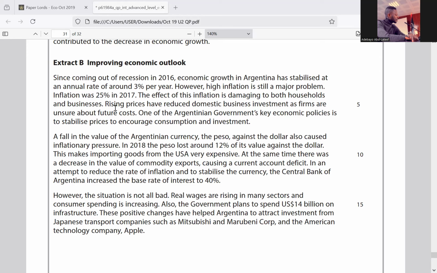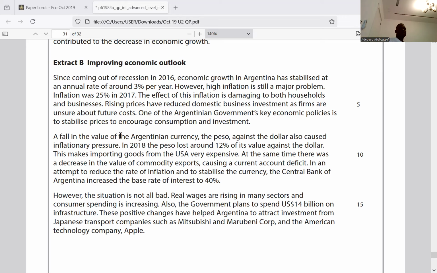Now, in an attempt to reduce the rate of inflation and to stabilize the currency, the central bank of Argentina increased the base rate of interest. We said it earlier. To increase the value of a country's currency, you have to increase the exchange rate. Yes or no? Yes. And if you are increasing the exchange rate, it simply means export value rises.